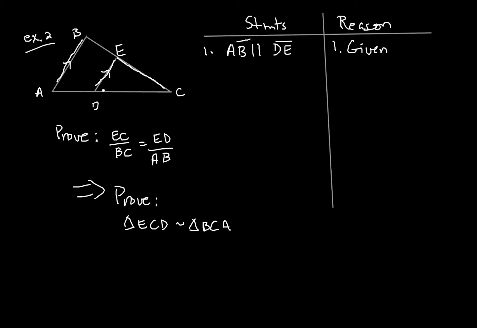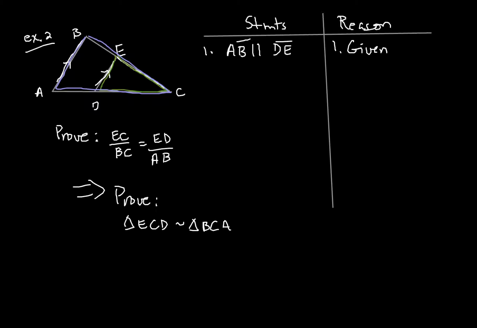So basically what we want to do is prove that the two triangles, this triangle right here, is similar to this triangle out here. Now the way that we prove these two triangles are similar is we have to have two angles in one triangle congruent to two angles in another triangle. So let's see if we can do that.